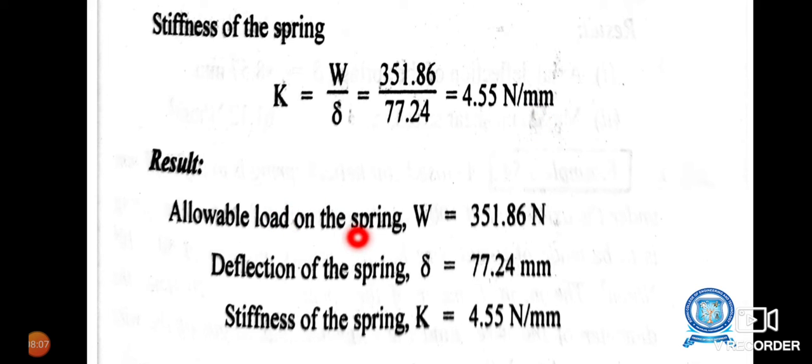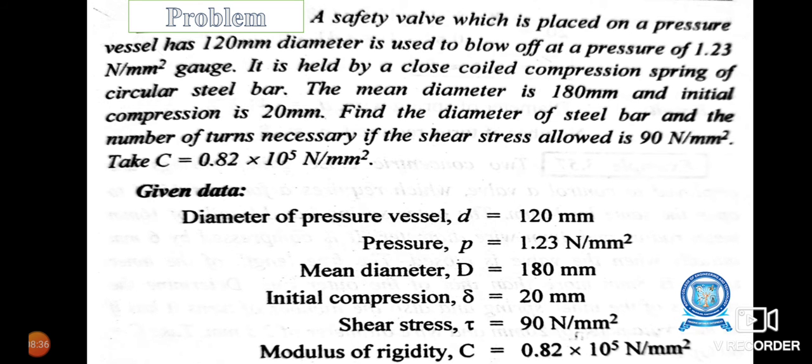So the result: allowable load on the spring W is equal to 351.86 Newton. Deflection of the spring del is equal to 77.24 millimeter. Stiffness of the spring K is equal to 4.55 Newton per millimeter. So we have calculated all the required values. That is the result. Next problem.